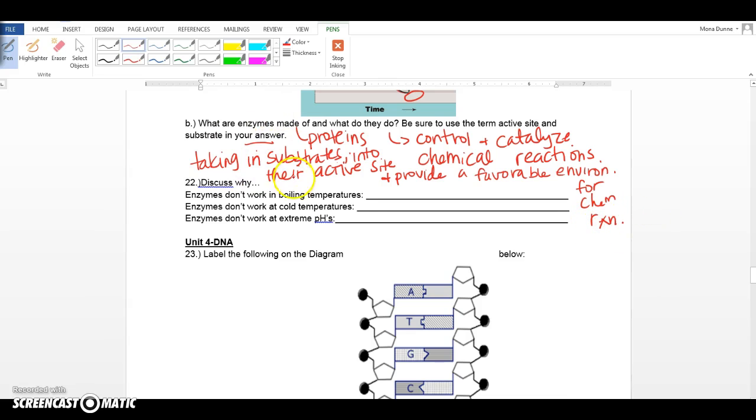Okay, enzymes don't work in boiling temperatures because that will cause them to denature. They don't work in cold temperatures very well because the molecules are moving too slow, so they just slow down in cold temps. Okay, extreme pHs also denature all proteins, including enzymes. All right.